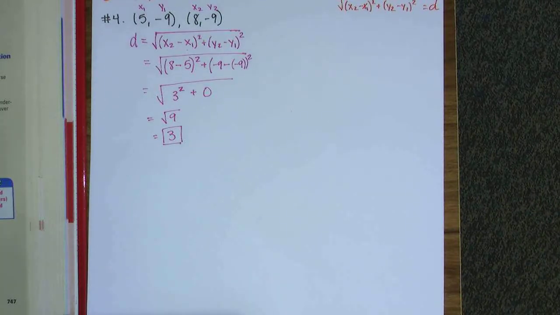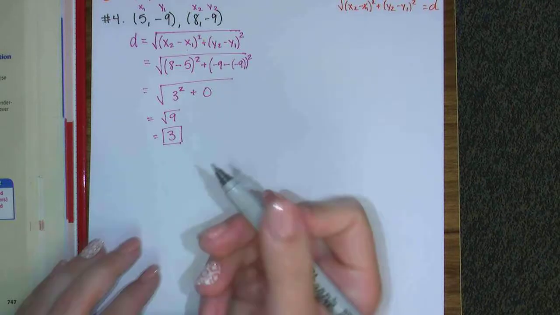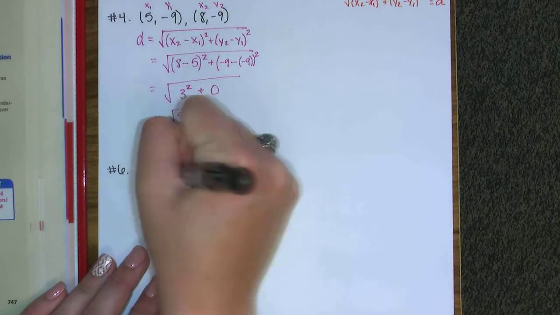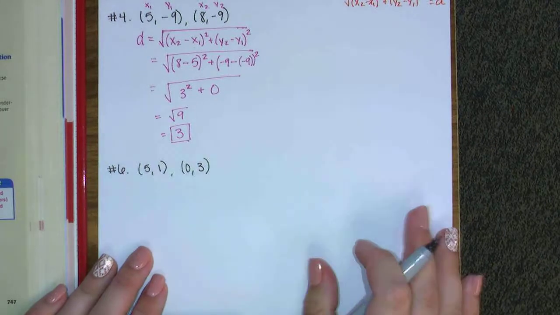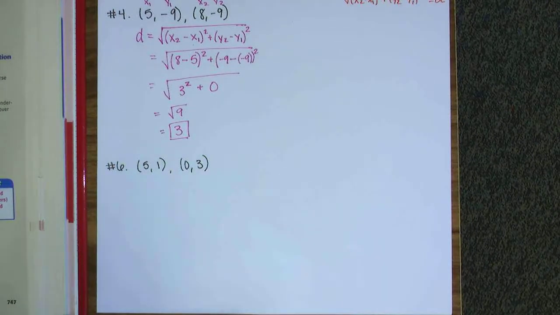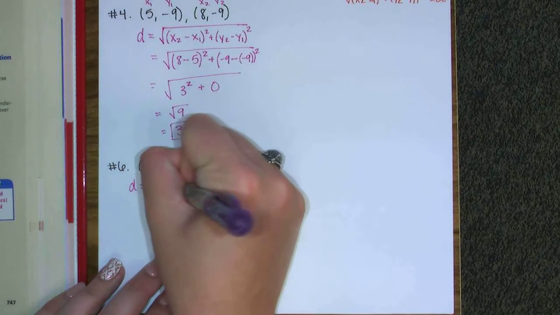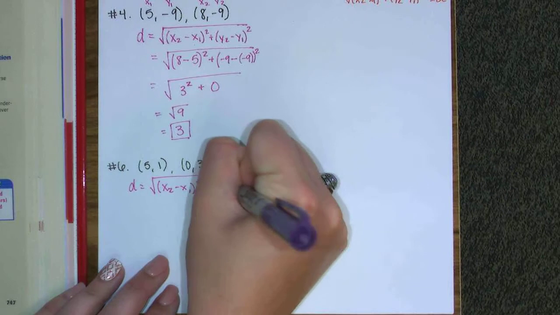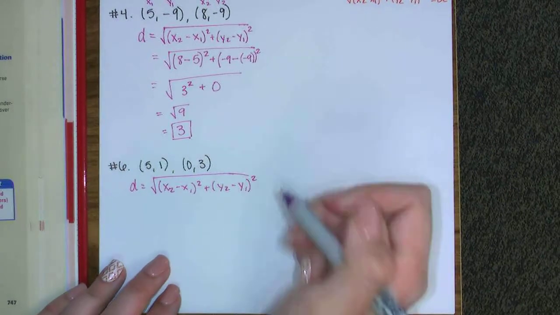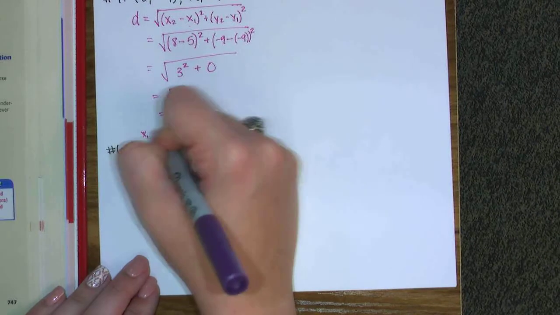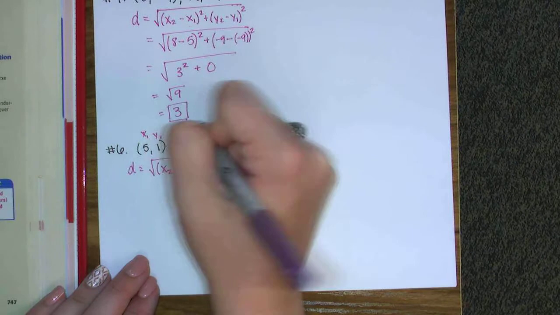Let's see. Let's look at one like 6. We have 5, 1, and then 0, 3. So again, I'm going to write the formula first. So D is equal to the square root of (x2 minus x1) squared plus (y2 minus y1) squared. I'm going to go ahead and label these here as x1, y1, x2, y2.